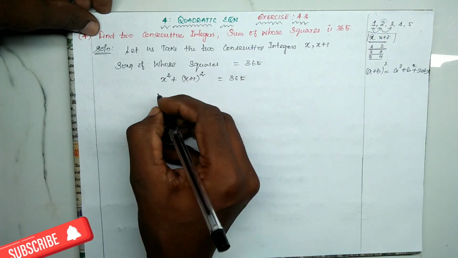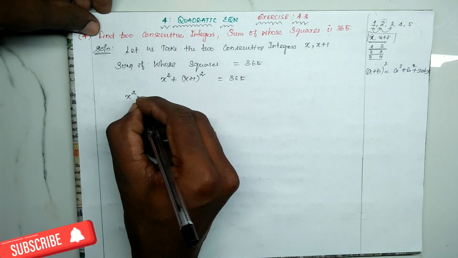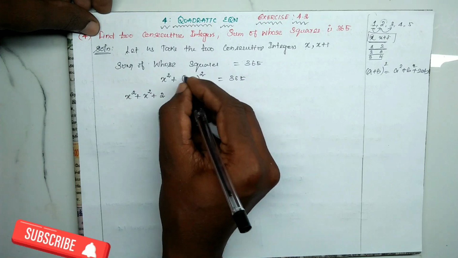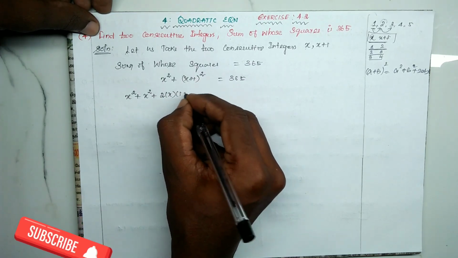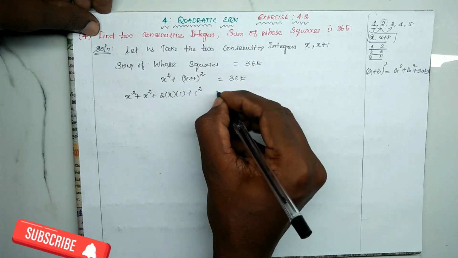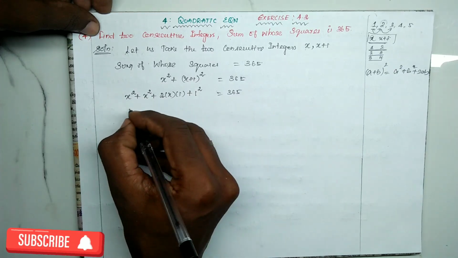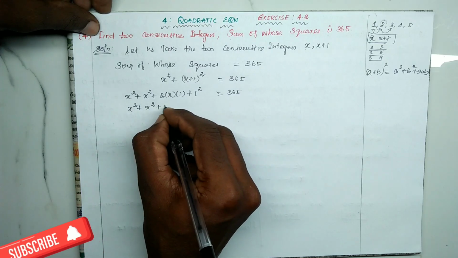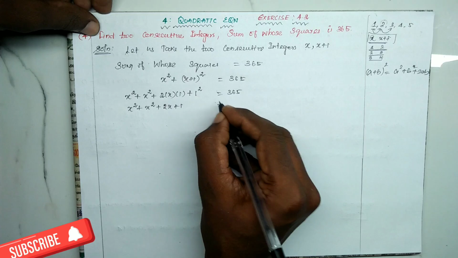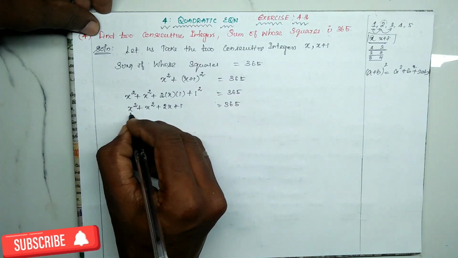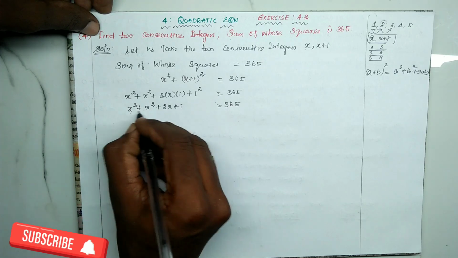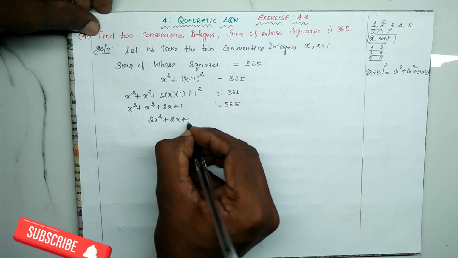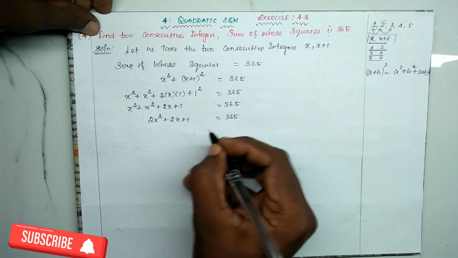We are going to apply this in this equation, and now we get first x square and next plus 2 into, here a is x and b is 1, finally plus b square, right? That is equal to 365. Simplify this: x square plus here also x square, 2 into x into 1 is 2x, plus 1. 1 square is nothing but 1. So x square plus x square is 2x square plus 2x plus 1, that is equal to 365.